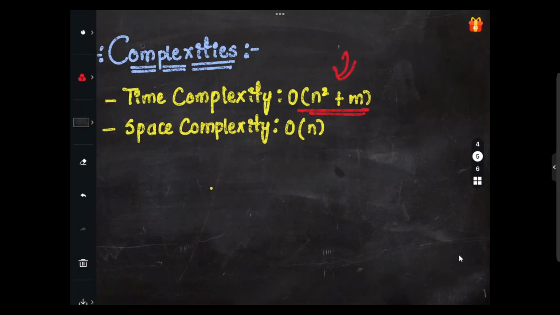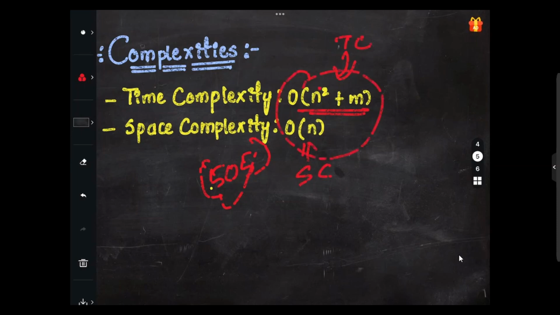And what would be the space complexity here? The space complexity would be big O of n, right? So arrays f and a of size proportional to n here. In the code it is fixed at 505. Just remember this one. So the time complexity and the space complexity for the code that we'll be writing would be big O of n square plus m and big O of n respectively.